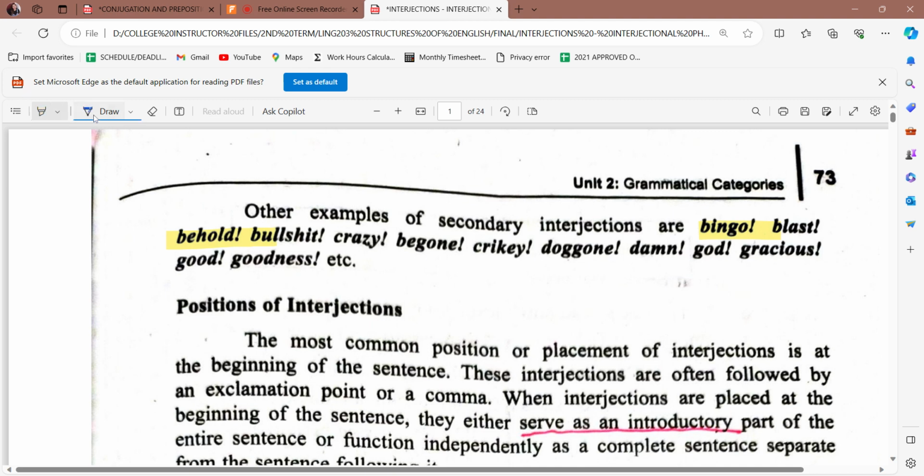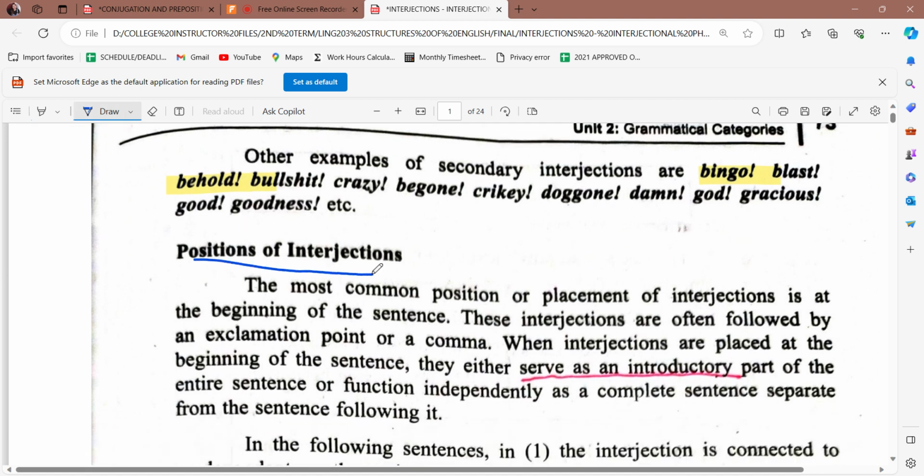Okay? That's that. Again, primary interjections are usually one or two syllable segments with the following characteristics. They do not derive from the other parts of speech, do not follow a regular compositional pattern of word formation, and do not have a systematic system for inflection, signaling different grammatical categories.